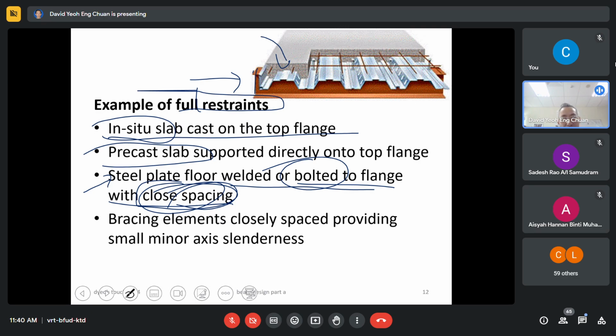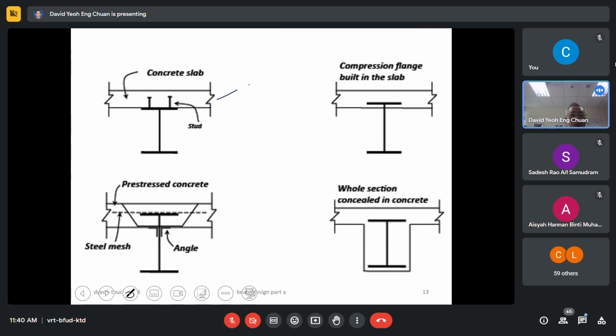If it is just timber flooring with small connectors, then it will be unrestrained. And we have bracing elements closely spaced. So these are the schematic diagrams of a restraint beam.